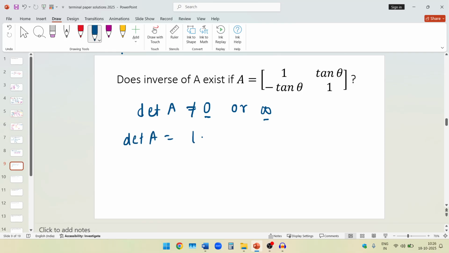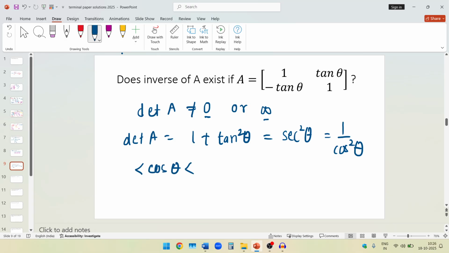That is equal to 1 plus tan square theta. 1 plus tan square theta is equal to sec squared theta, that is 1 upon cos square theta. Okay, so cos theta's range is always between minus 1 to 1. So cos square theta will always be positive. It will be between 0 and 1. So cos theta can never be equal to infinity, which means sec theta cannot be equal to 0.